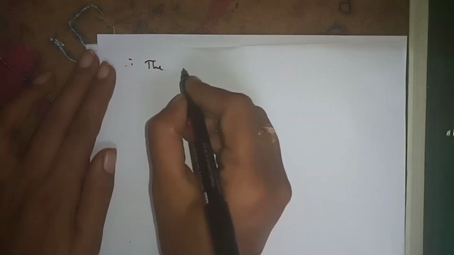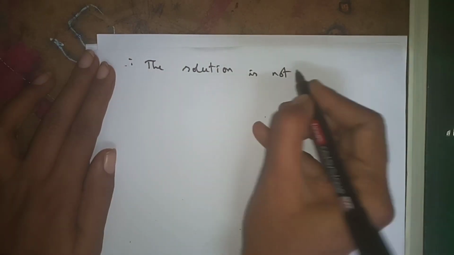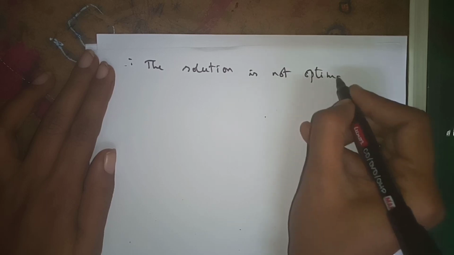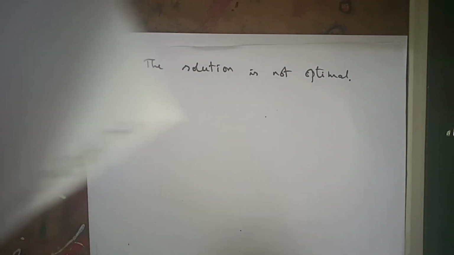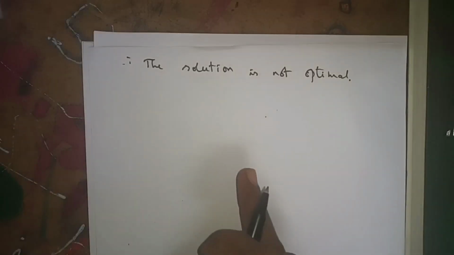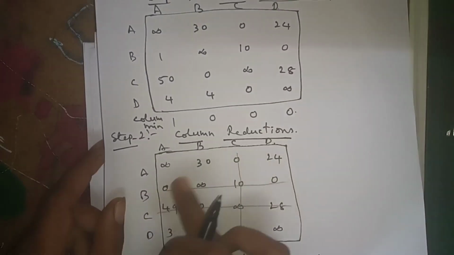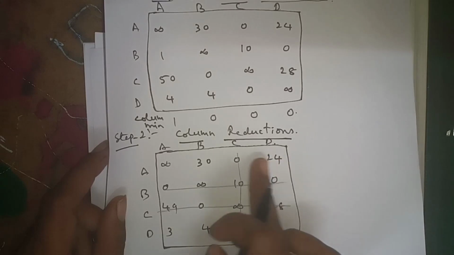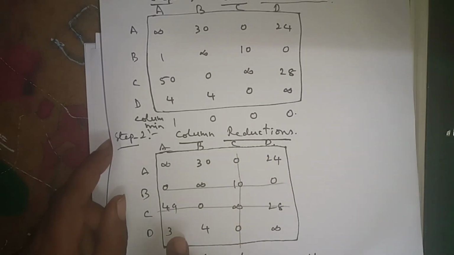Therefore, the solution is not optimal. Why not optimal? The minimum number of lines to cover all zeros is 3, which is not equal to the number of rows and columns. Therefore, the solution is not optimal. What do we have to do now? Now, identify the minimum value from the uncovered elements. From the uncovered elements, the minimum value is 3.